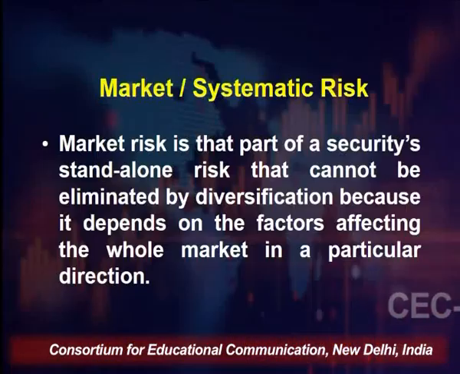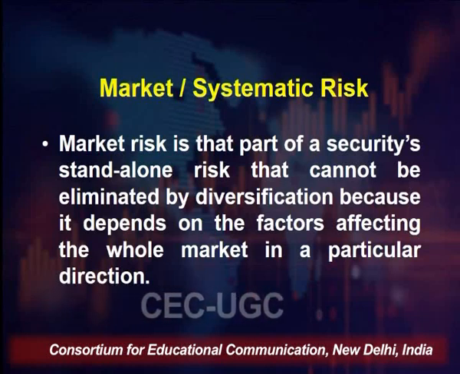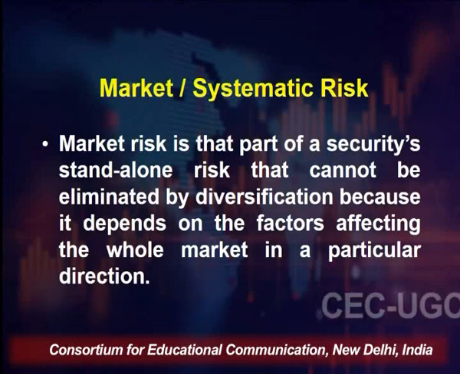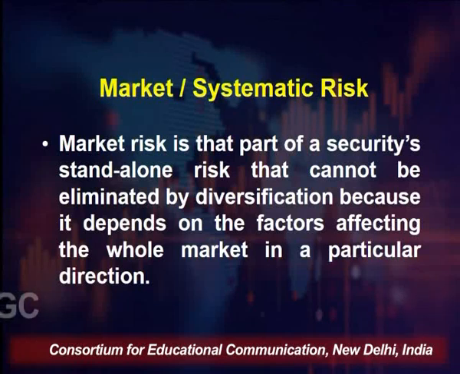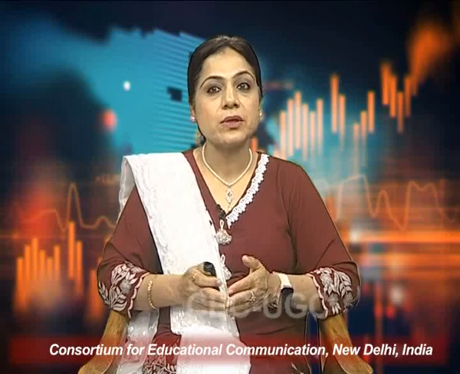Now the other part of total risk is the market risk or systematic risk. Market risk is that part of a security's standalone risk that cannot be eliminated by diversification. Why? Because it depends on the factors affecting the whole market in a particular direction. So, as the name suggests, systematic risk is a certain type of risk which is applicable to all the stocks, all the securities, all the financial assets in the market, in the system. So systematic risk is a kind of risk which cannot be avoided.